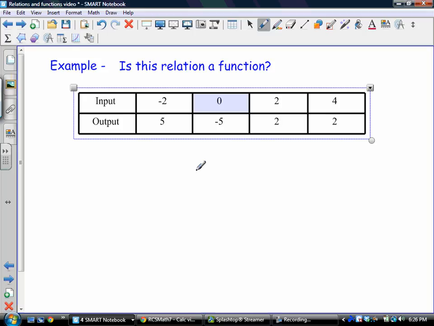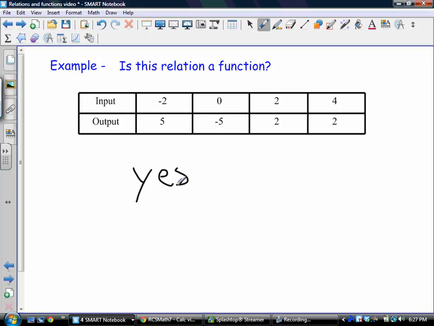First example just says, is this relation a function? Okay, so remember, what it means to be a function is each input has exactly one output value. So what I look for is, do any of these input values repeat? If I have any of them that repeat, that means I can put one number in and get two different answers. None of these repeat. If they do not repeat, then the answer is yes, it is a function, because each input, the -2, the 0, the 2, and the 4, each had one output. So yes, it is a function.